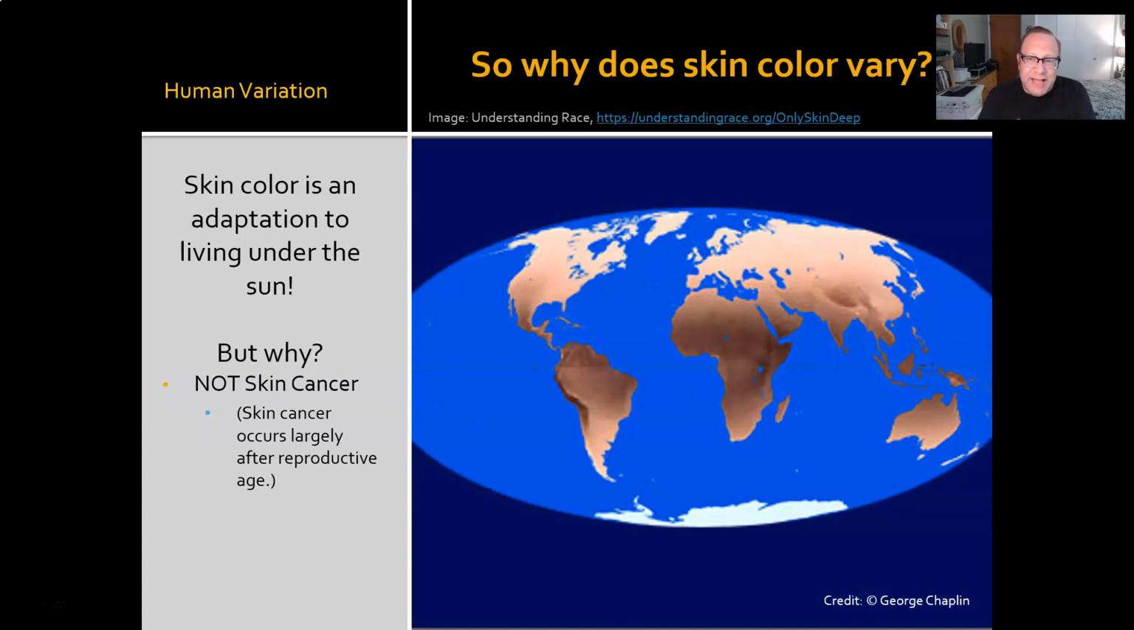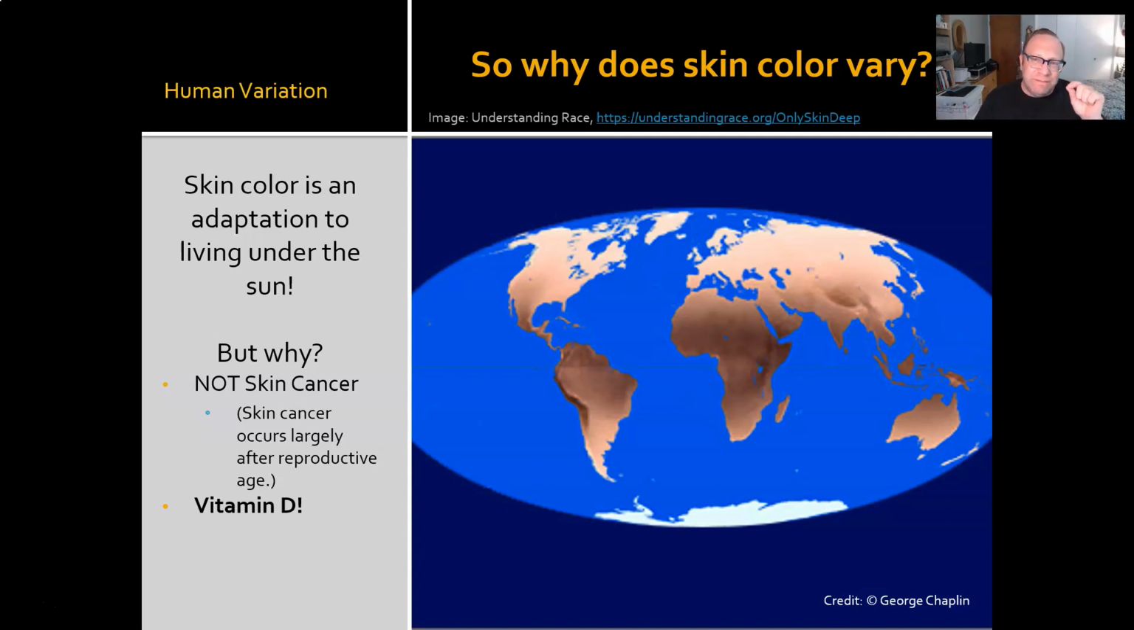It's not skin cancer. Keep in mind, skin cancer might slightly reduce reproductive success, but for most people it doesn't show up until they're towards the end of their reproductive years anyways, at least for women, and also for a lot of men too, let's be honest. So skin cancer doesn't have a huge effect in terms of natural selection.